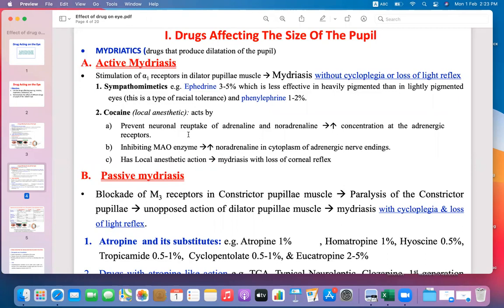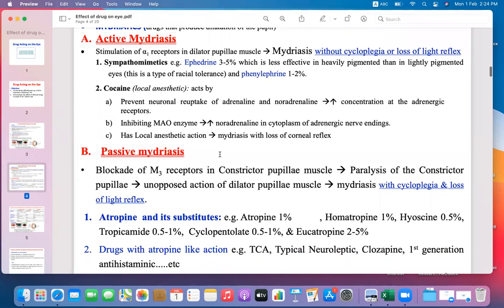It also indirectly increases the noradrenaline concentration at the adrenergic nerve ending, and stimulates the alpha 1 receptor in dilator pupillae. So sympathomimetics and cocaine are the two examples of active mydriasis, without cycloplegia or loss of light reflex. What are the examples of passive mydriasis?